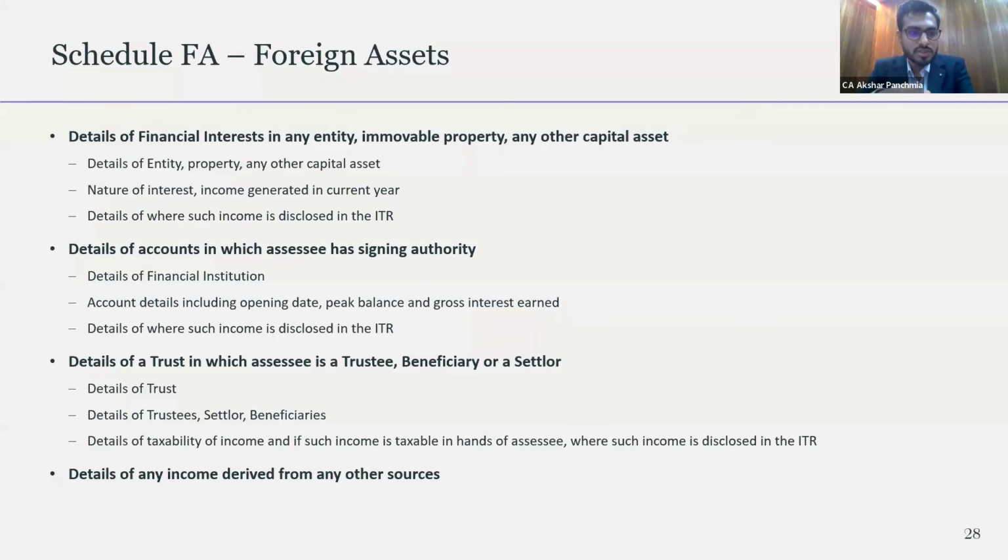The next question is details of accounts in which the assessee has a signing authority. As we already know, where a person has signing authority in an account in a foreign country, that person already has to file a return.